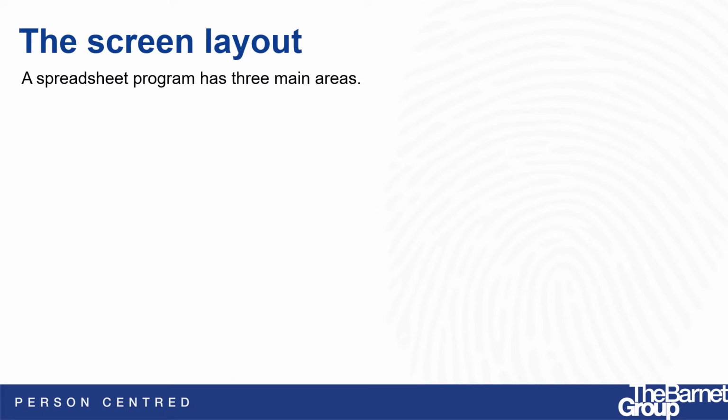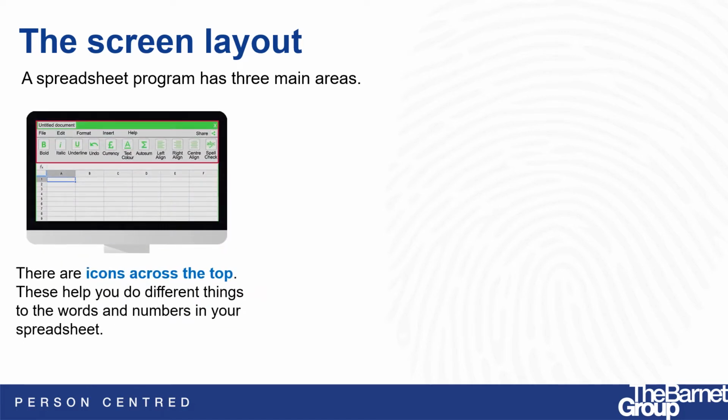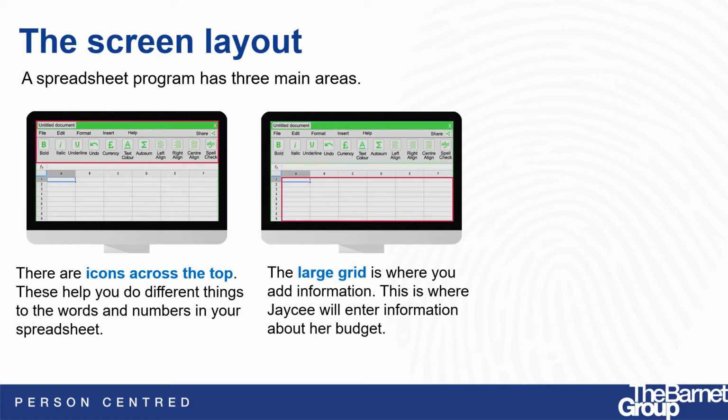The screen layout. A spreadsheet program has three main areas. There are icons across the top. These help you to do different things to the words and numbers in your spreadsheet. The large grid is where you add information. This is where JC will enter the information about her budget.